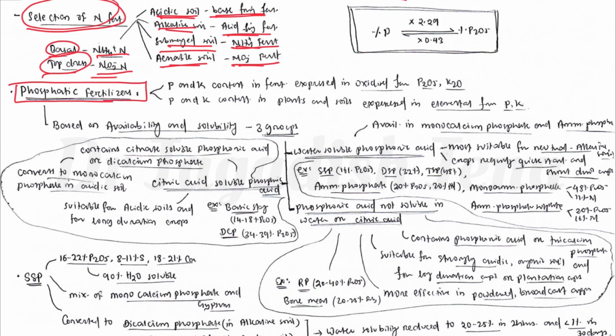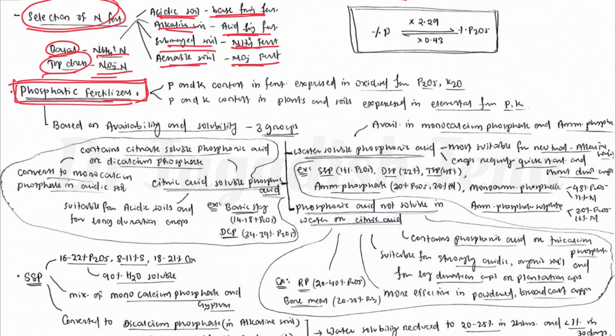We will know a lot of things about phosphatic fertilizer: when to apply it, what the examples are, how we can classify it, and when to use these different types of phosphatic fertilizer. Okay, so phosphatic fertilizers, from the name itself, contain more phosphorus, along with other nutrients.